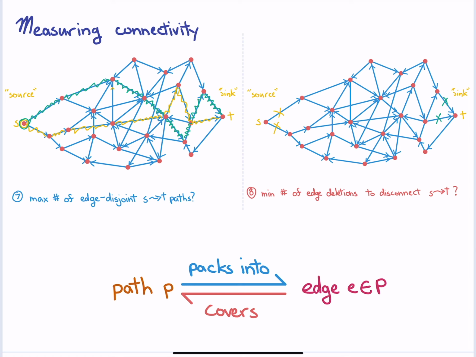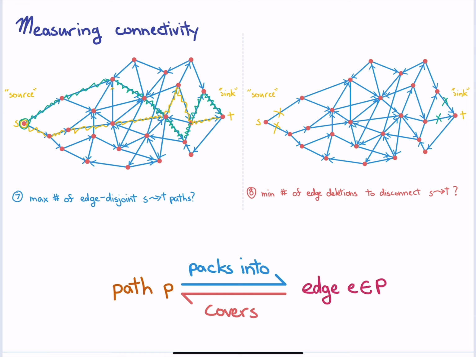And the other question is, how many edges do I have to delete so that S can no longer reach T? Okay. And these are sort of dual problems where I can think of trying to take paths that sort of pack into the edges. So I'm trying to take a lot of paths, but they sort of use up all the edges that are in the path, and that restrains how many paths I can take.